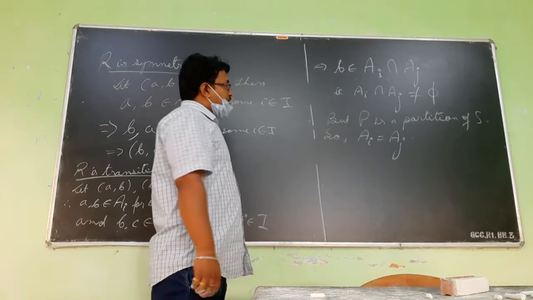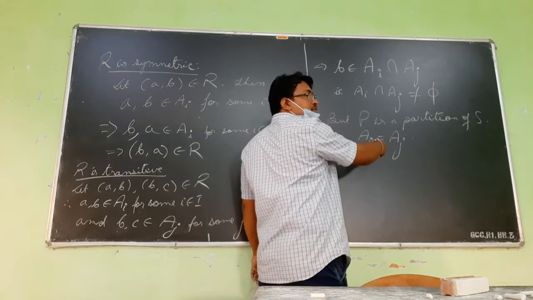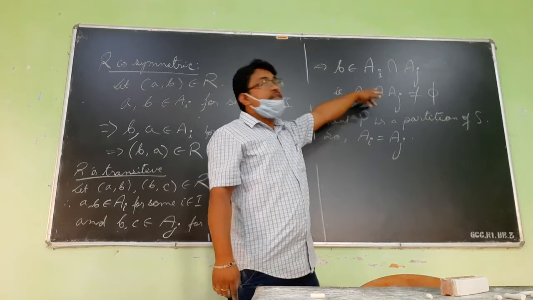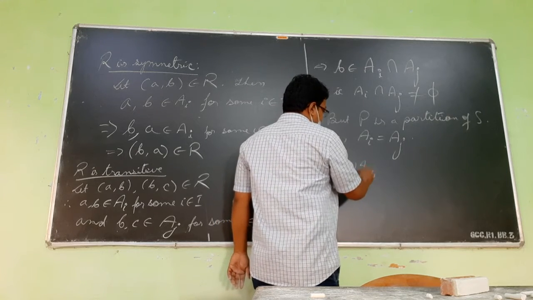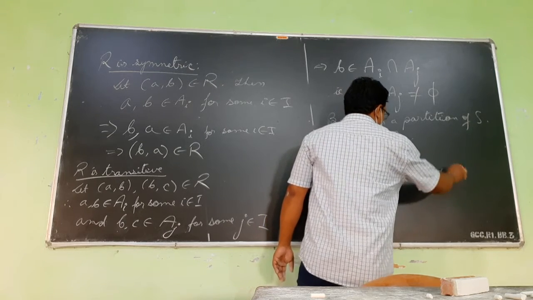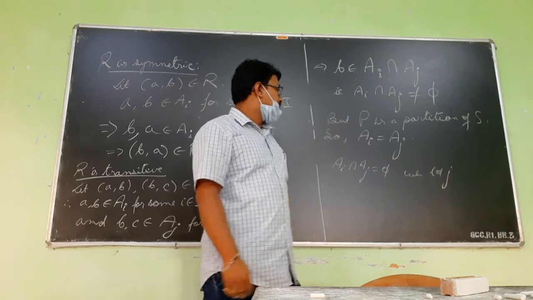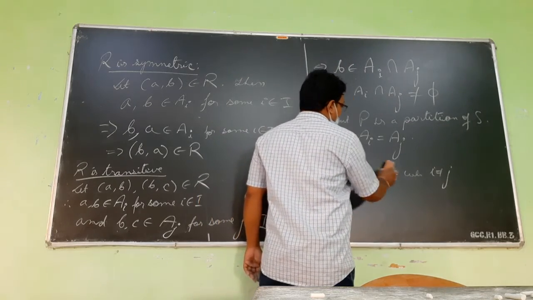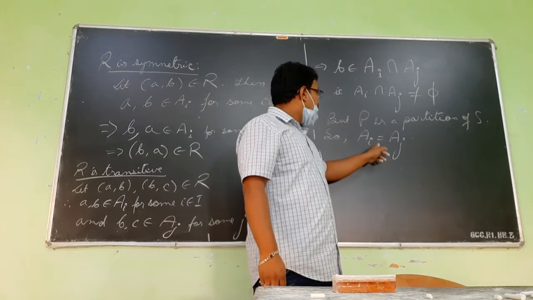So P is a partition of S. This intersection will be non-empty only under the condition that A_I is equal to A_J. Whenever A_I is not equal to A_J, their intersection is phi. This is the condition for partition: A_I intersection A_J equal to phi whenever I is not equal to J. So if the intersection is non-empty, then they have to be equal.